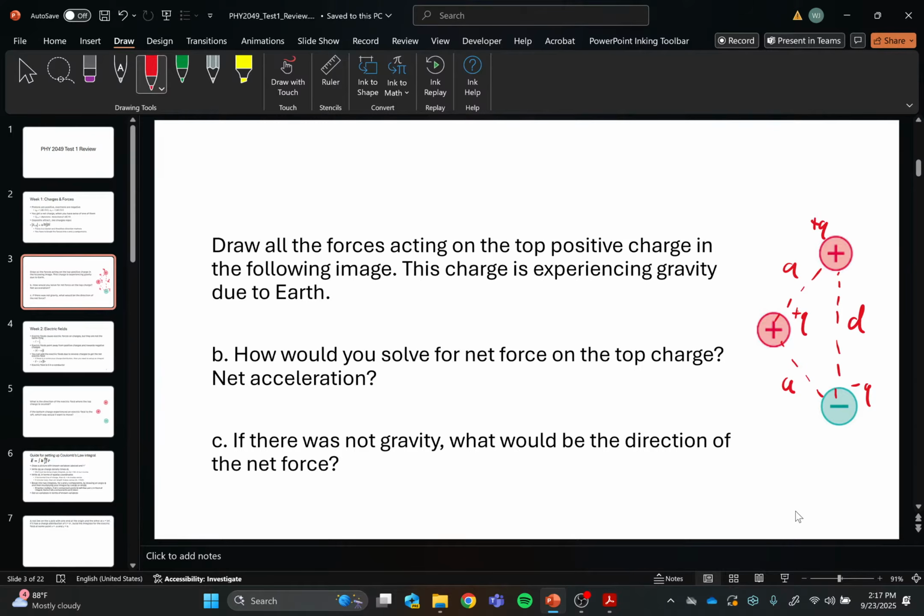Oh yeah, part B. The original picture didn't have distances or things like that. It's more so just what are the force components, the X components, the Y components. I just made that up now. But this is just, hey, what would you do if you did know these things? Do you even know what information you would need?